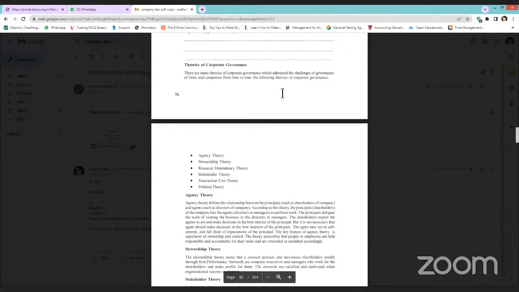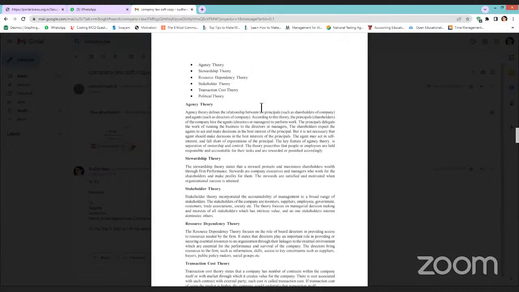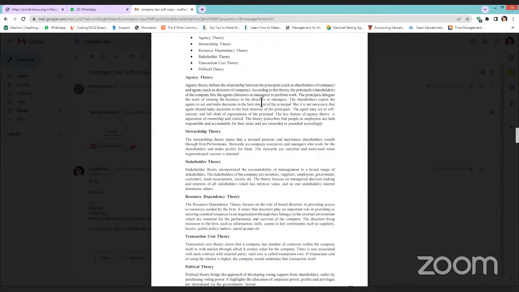Understood? Now let us come to the theories of corporate governance. We have different theories. These all address certain challenges that firms face while implementing corporate governance from time to time. So let us see these theories. The first one is agency theory. Agency theory tells about the relationship between the principals, the shareholders of the company, and the agents, that is, the directors of the company.